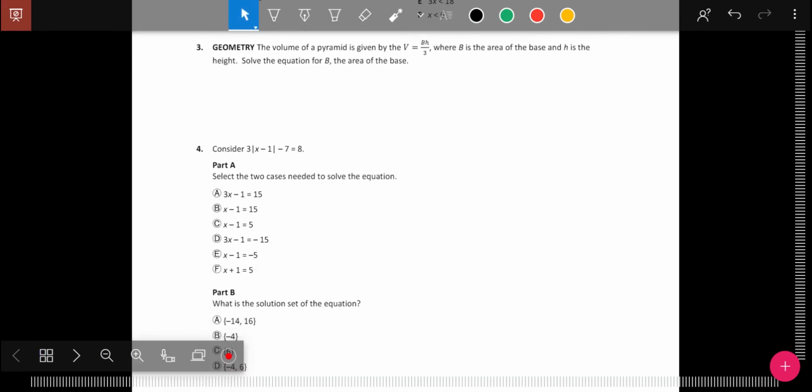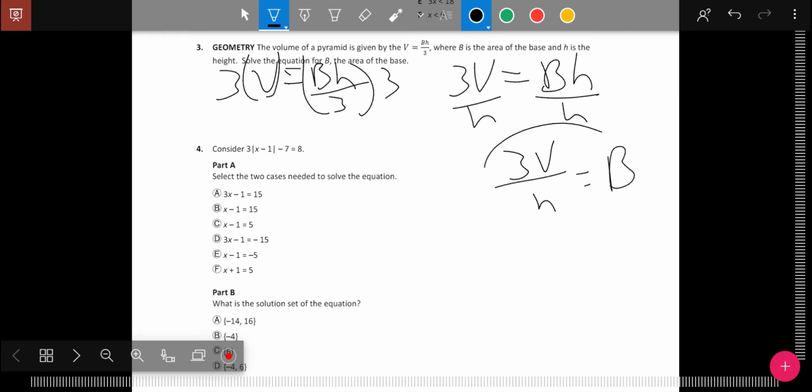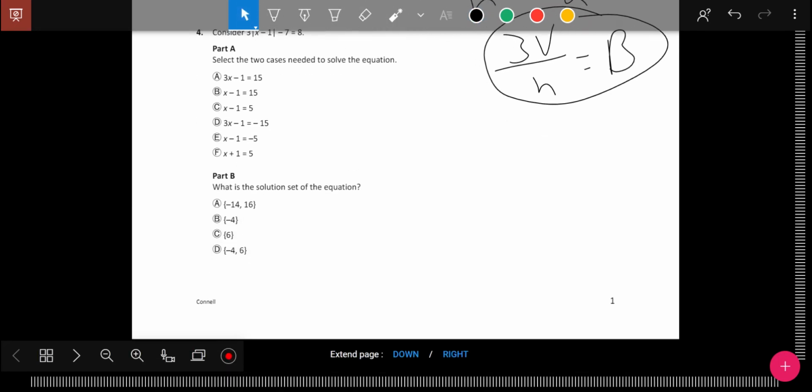The volume of a pyramid is given by V equals BH over 3. And so to get the 3 off the bottom, I'm going to times by 3, and I do that to both sides. And so I get 3V equals BH. I'm trying to solve for B, so I divide by H. And so I get 3V divided by H equals B, which I'm going to say is my answer, because all I needed to get was B by itself.